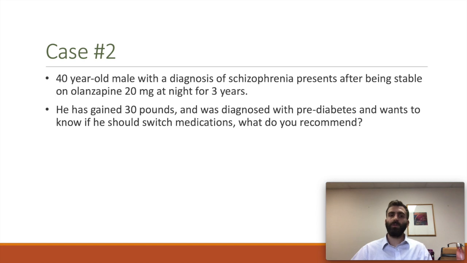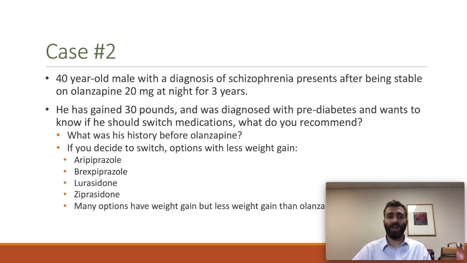Case 2, 40-year-old male presents with a diagnosis of schizophrenia after being stable on olanzapine 20 milligrams for 3 years. He has gained 30 pounds, was diagnosed with prediabetes, and wants to know if he should switch medications. What do you recommend? So the first thought here might be to switch right off the bat. He's gaining weight, he has prediabetes, he's having these metabolic concerns.